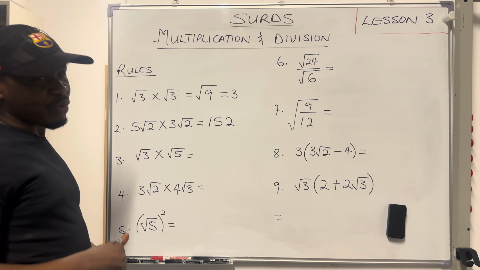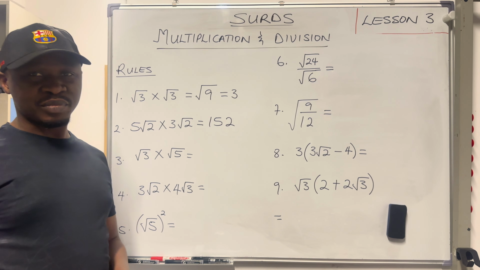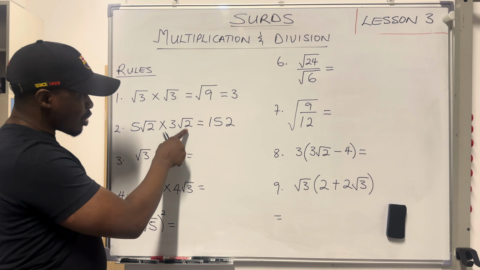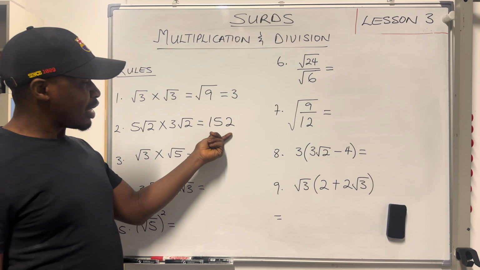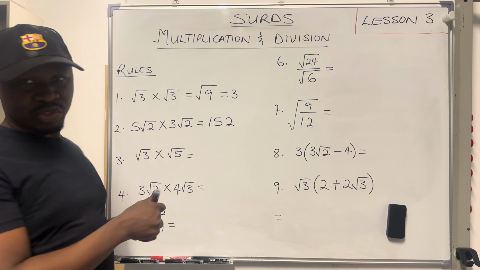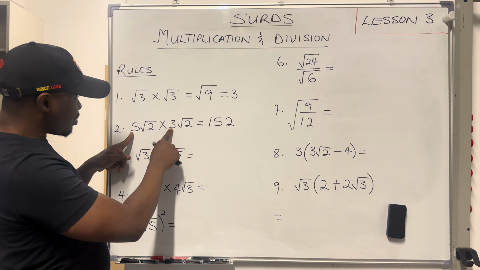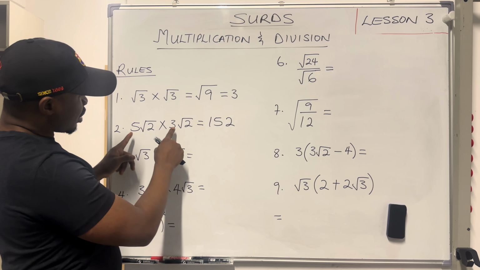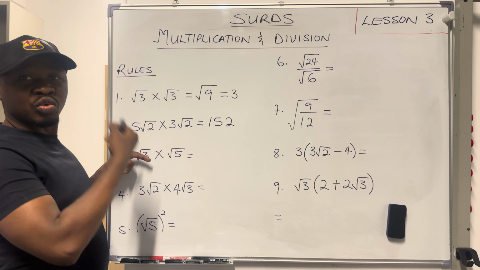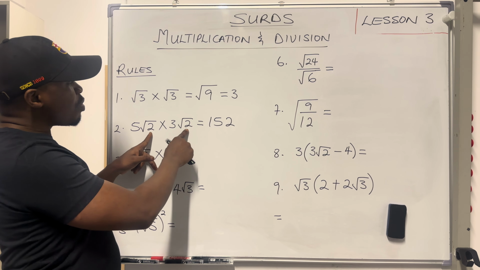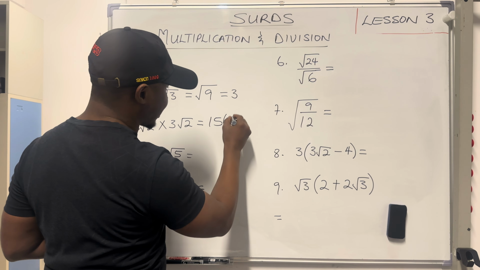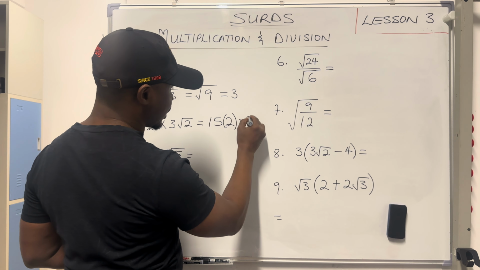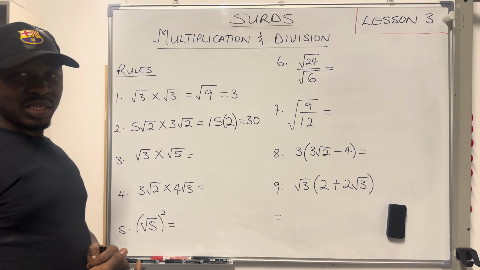This will appear like 152, and it shouldn't be that way. Why? Because between 5 and root 2, there is a multiplication here. Between 3 and root 2, there is a multiplication here. So writing it this way, we have altered the rule of multiplication. Therefore, 5 times 3 is 15. Root 2 times root 2, yes, it is 2. But the result of those outside is supposed to multiply the result of those coming from inside. So it appears like this. I hope you understand it. So 15 times 2 is that. I hope it is clear.